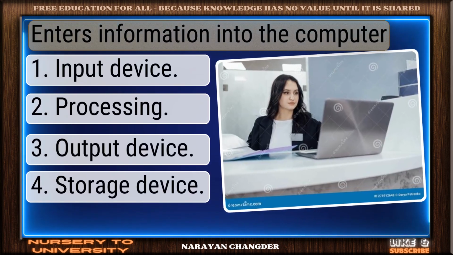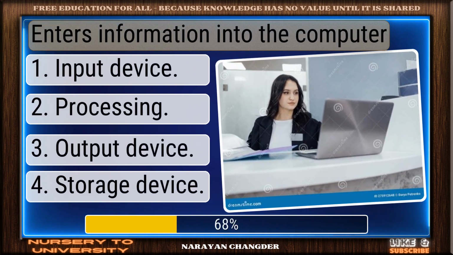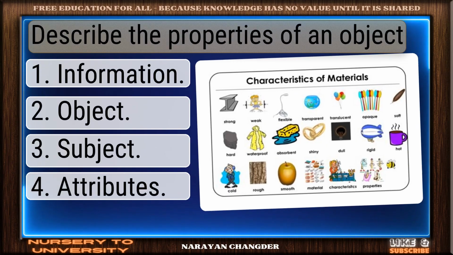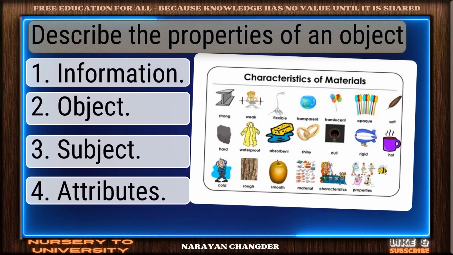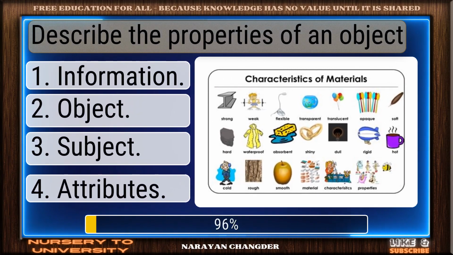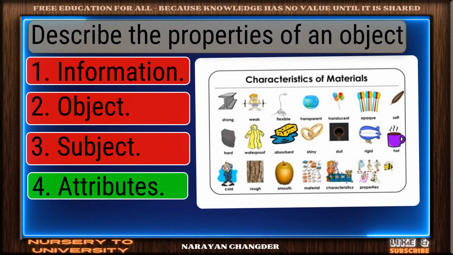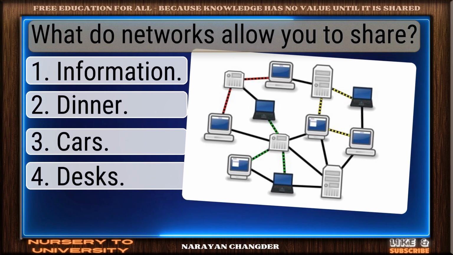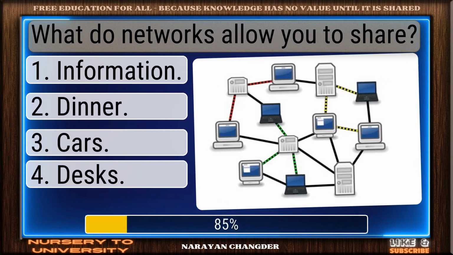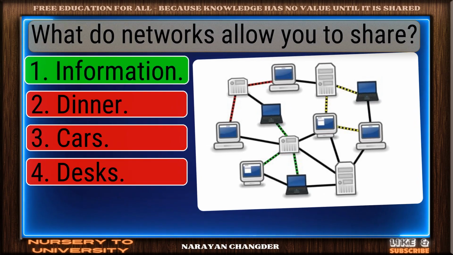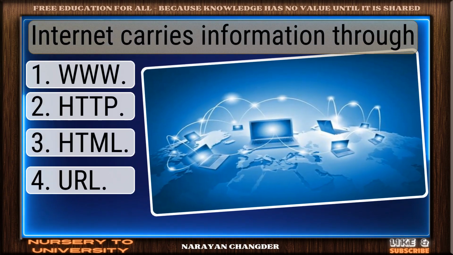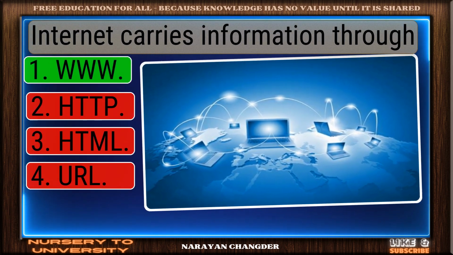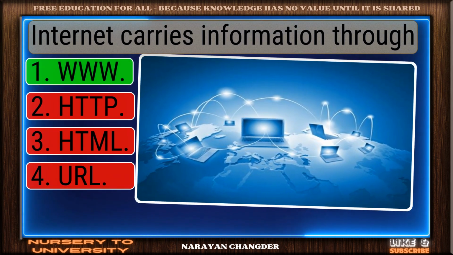Enters information into the computer... Bravo. Input device is the answer. Describe the properties of an object. Good job. Attributes works well. What do networks allow you to share? Solid response. Information is valid. Internet carries information through... Excellent. Node is well reasoned.